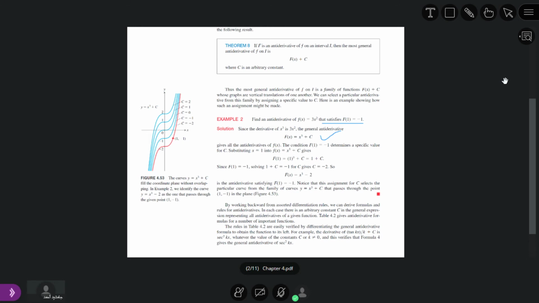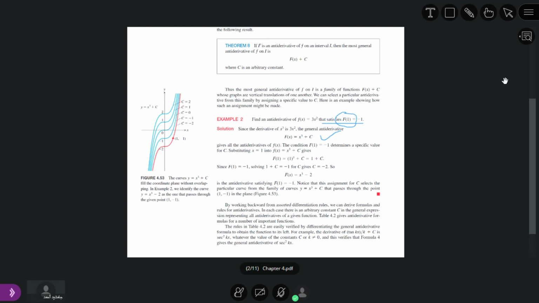If this type of condition is given, then you have to find the value of the constant. Here, if we have f of 1, where is x? You will put 1. If it is f of 0, you will put 0. If it is f of 100, you will put 100. If it is f of pi by 2, you will put pi by 2. Anything.